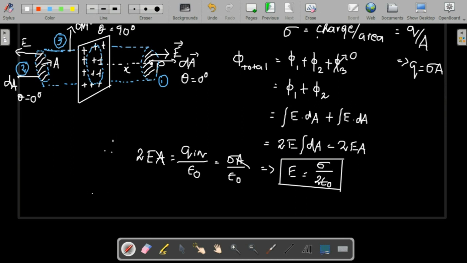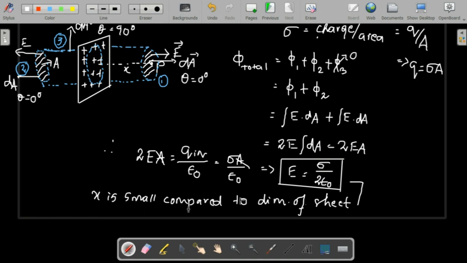only in this case, where this x that we are considering is actually small. If I put a very small ant on this board, looking in all directions, it will see that it's just a board. So for that object, the board is infinite. In a way we can say this x is small compared to the dimension of the sheet. If this is the case, then only this formula is valid. Otherwise, it will be complicated.